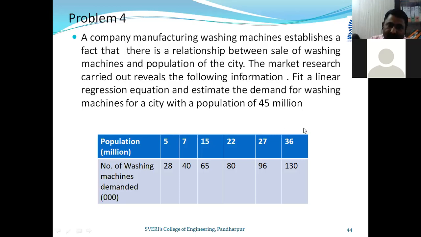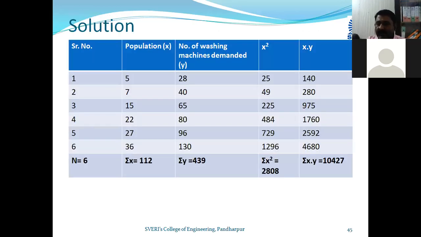So let us proceed further. Here I have mentioned all the maximum calculations. So here you can see, the population is given: 5, 7, 15, 22, 27, and 36. Here the serial number, that is nothing but n. So what are the different data given? One data, second, third, fourth, fifth, and sixth. So your n will become 6. You are having 6 data sets, I can say.